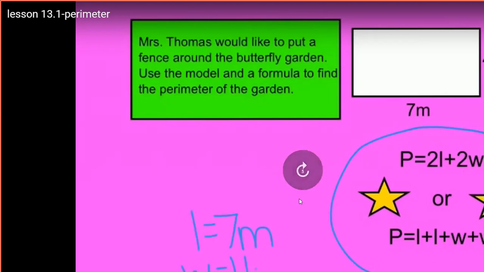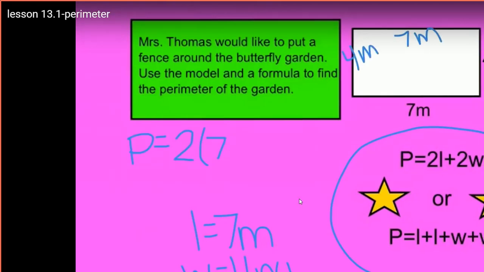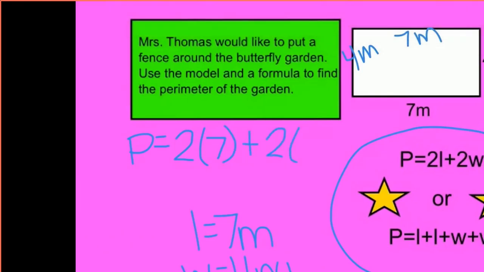4 meters, 7 meters, is exactly, that is also 4 meters, no, 8 meters. Plus 2 times 4, which is my width, 4 meters. So now I'm going to go ahead and solve. P equals 2 times 7, which I know is 14, plus 2 times 4, which I know is 8.